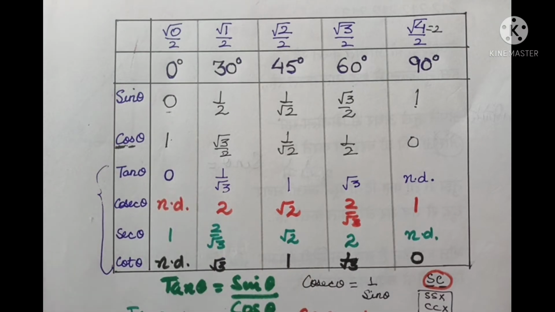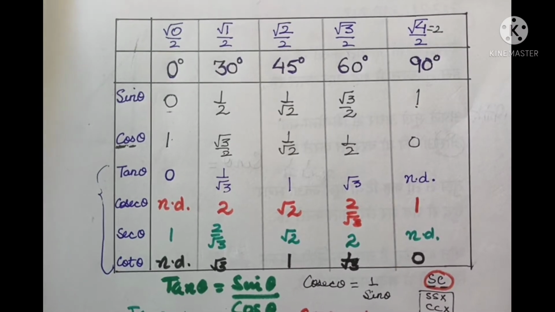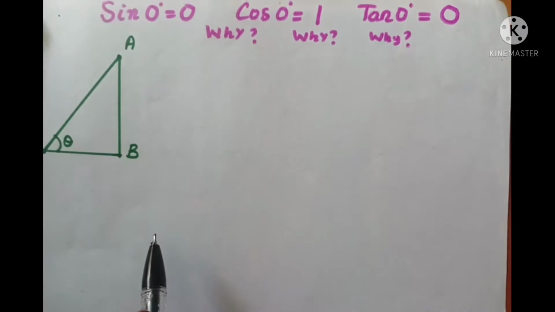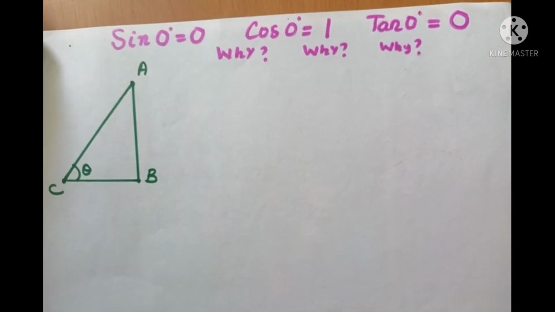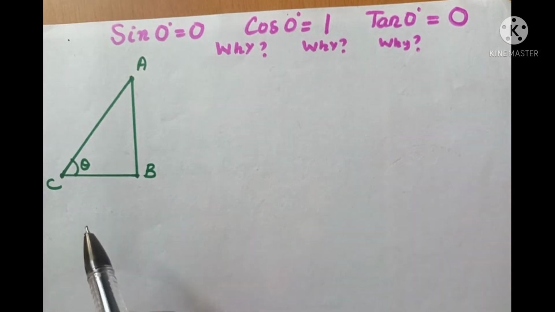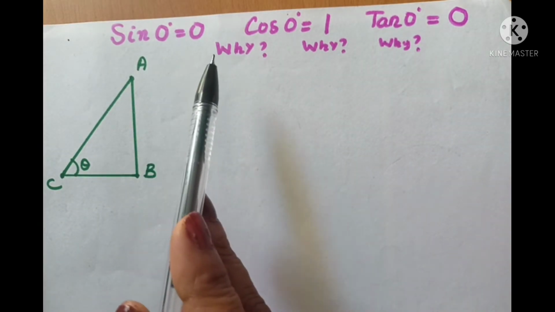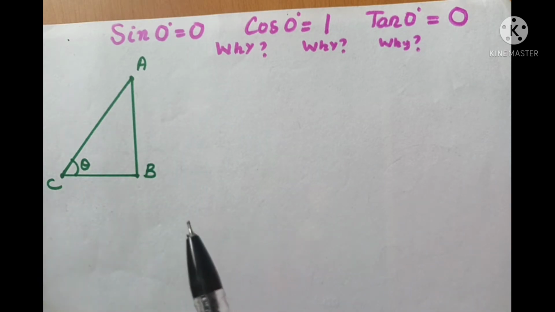So these all have some mathematical logic behind them, and we must know the derivations and the logic as to how we got these values. So in this video, let us see how we got the value of sine 0 degree as 0. Now we know that in a triangle an angle cannot be 0 degree. So we shall tend to make theta equal to 0 degree and see what happens.